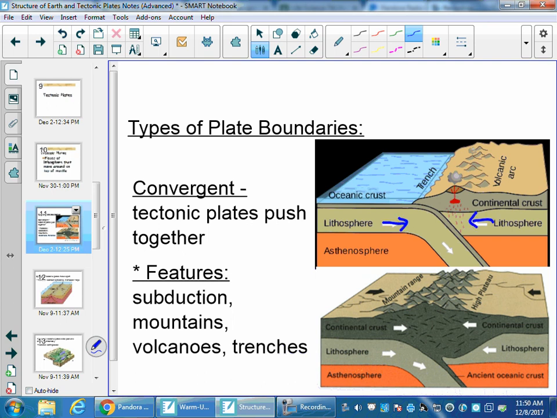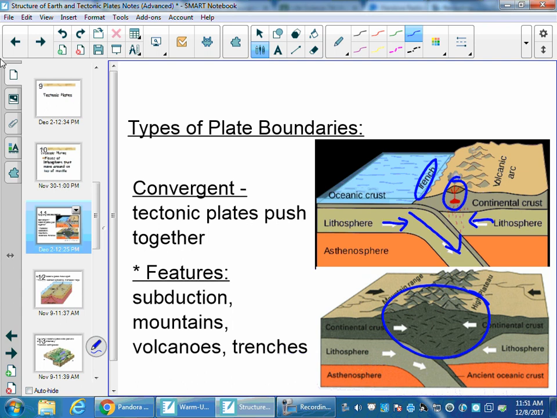So subduction is when one plate, our oceanic crust, moves underneath our continental crust, and that creates an area of what's called subduction. When this happens, we also will see trenches and volcanoes. Those are associated with subduction. We will also see mountains, and we will see mountains a lot when we have two continents moving towards each other. This is how Mount Everest was formed and continues to form, because there are two pieces of the crust that are moving towards each other.